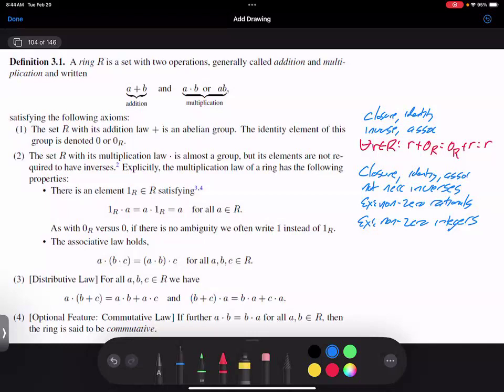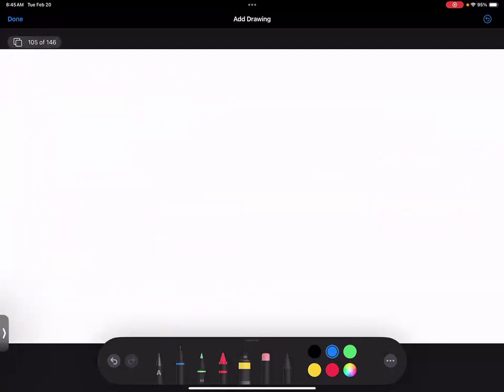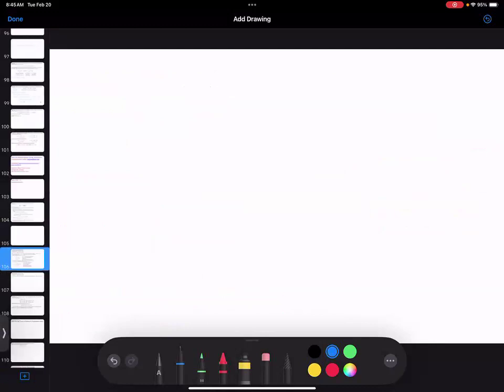So we don't expect a ring to be a multiplicative group, just looking at the elements under multiplication. But maybe if we look at the non-zero elements, that might be a multiplicative group. So that could be our hope. Okay. And so we'll do a lot of examples later.